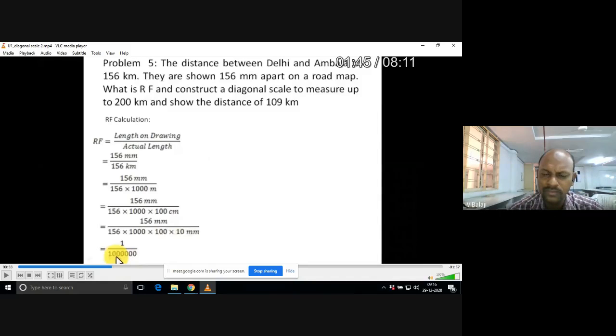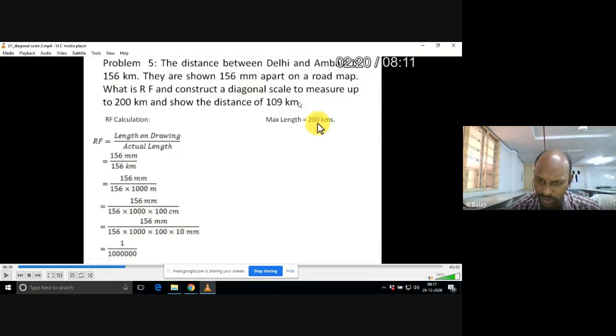RF factor. Now, construction procedure. What is the first step? Do you remember? Already you have done one problem, right? Take this RF and multiply it with the maximum length to get the length of the scale. Can you do that? The maximum length you can read from the problem: 200 kilometers.